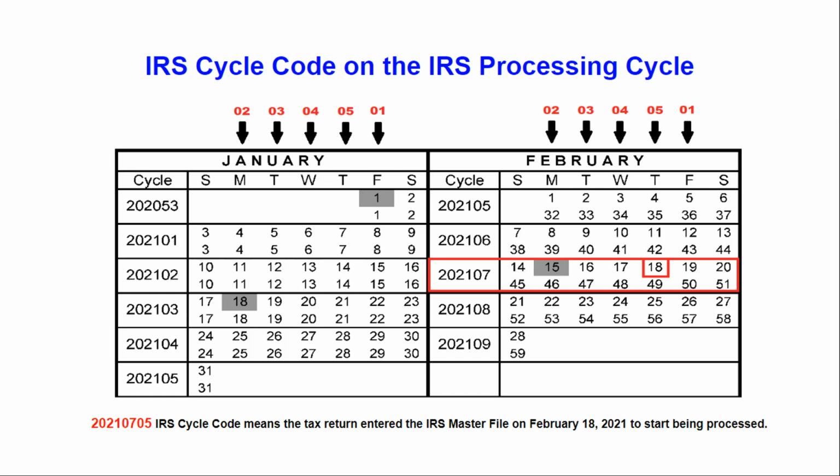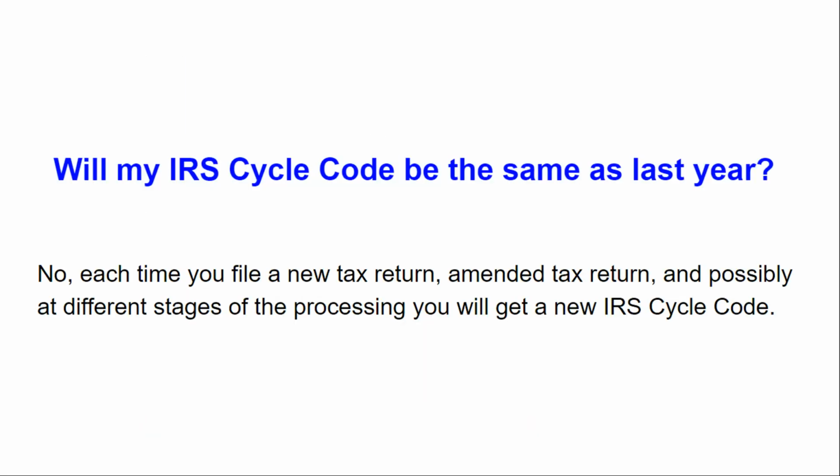the IRS processing cycles so you can get a better idea of how the IRS determines their processing cycles. So this IRS cycle code 20210705, when we break it down on this IRS processing cycle, this code equals February 18th, 2021. That's what's highlighted here in red. The cycle code 20210705 equals February 18th, 2021, the day that the tax return began processing and was entered into the IRS master file.